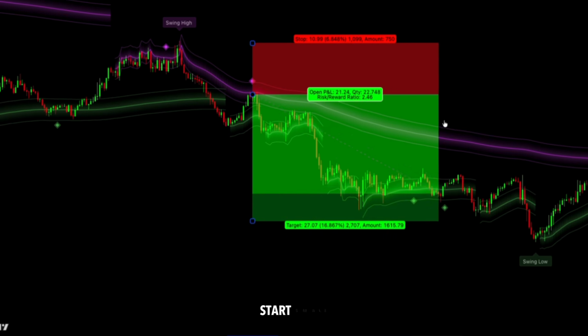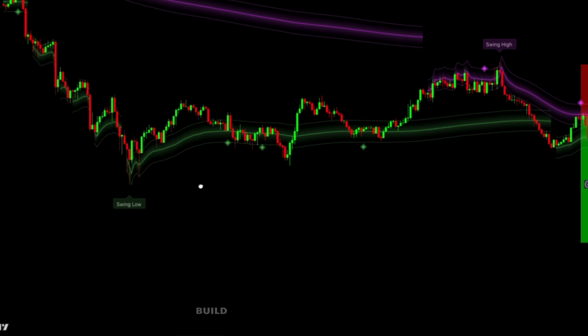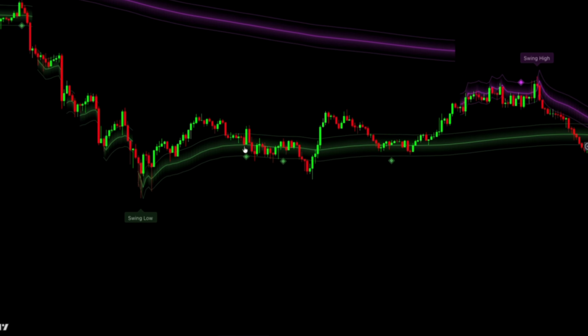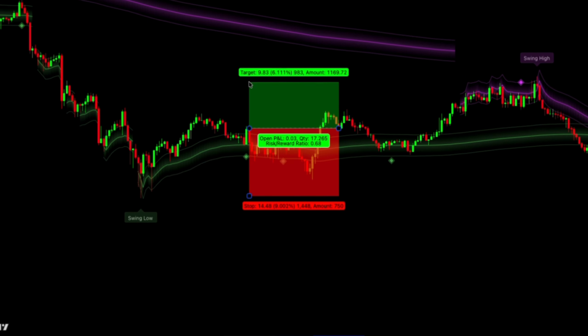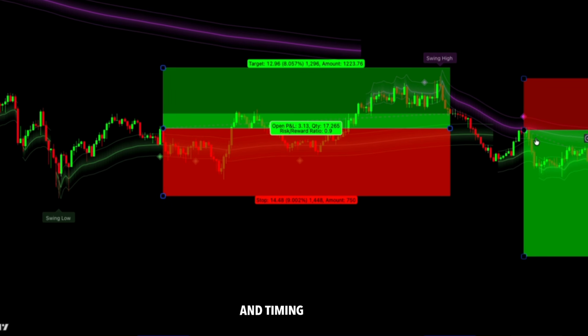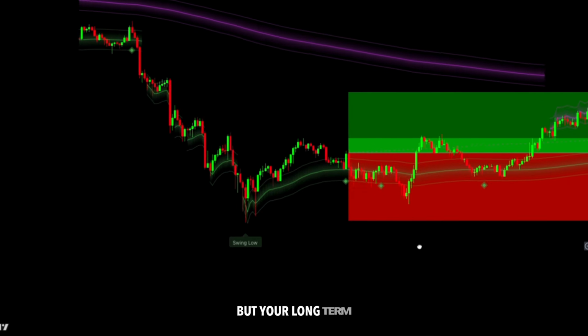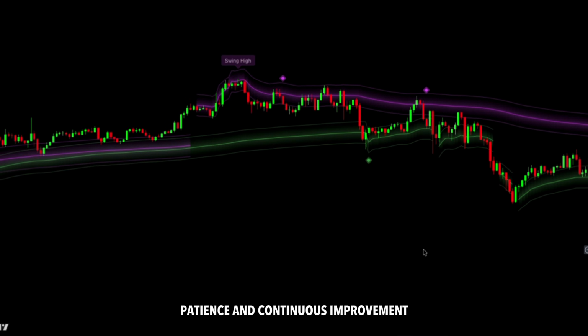And when you do, start small. Use the minimum position size you are comfortable with. Build your confidence gradually. As your results prove the edge, you can increase position size proportionally. Remember, trading is a marathon, not a sprint. The swing structure bands give you a clear framework for understanding market structure and timing entries. But your long-term success will come from discipline, patience, and continuous improvement.